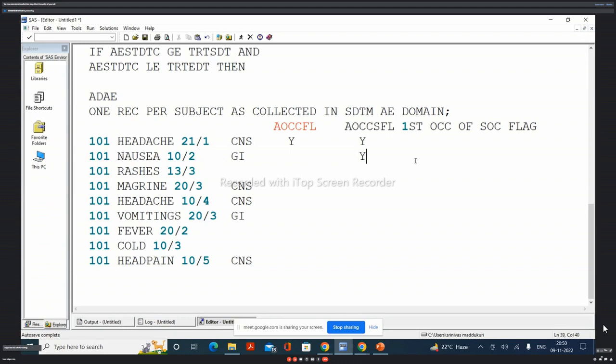If first dot AE body CC is equal to 1, then AOCCSFL is equal to Y. Understand this one?